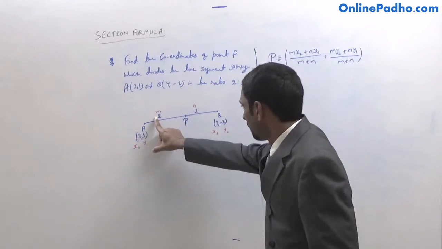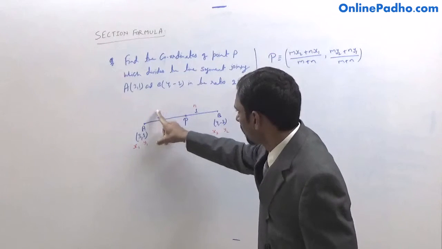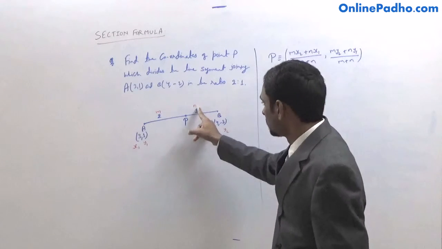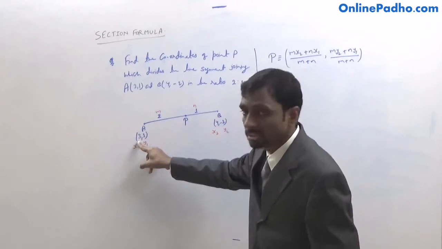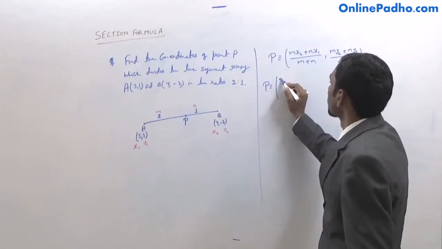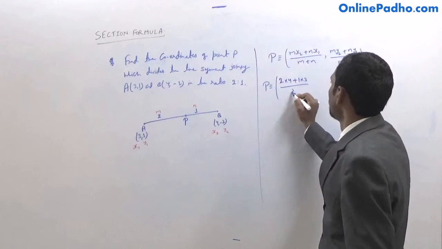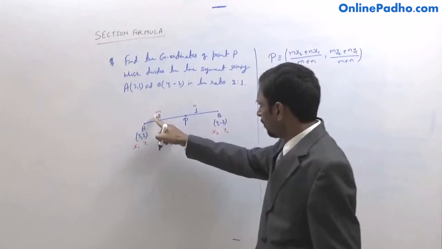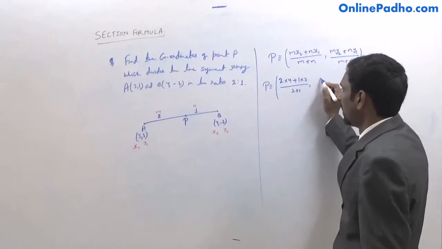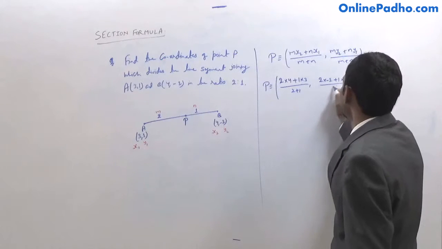Just try to understand the concept of how to substitute the values. Here, mx2 plus nx1 means you have to multiply this ratio with the opposite side x coordinate, and this ratio with the opposite side x coordinate, divided by m plus n. So this will be equal to 2 multiply 4 plus 1 multiply 3 divided by 2 plus 1. What about the y coordinate? 2 multiply minus 2 plus 1 multiply 1 divided by 2 plus 1.